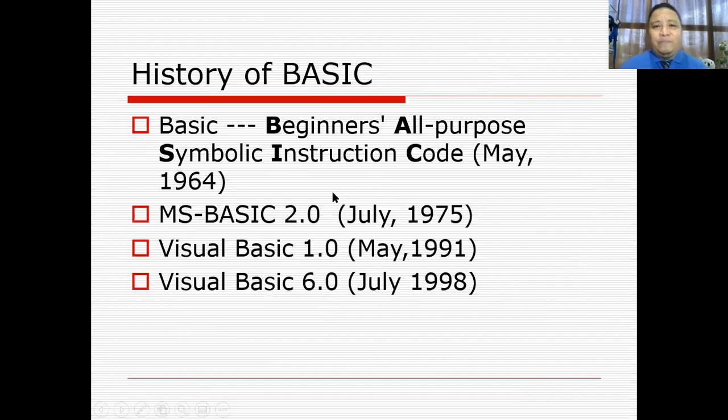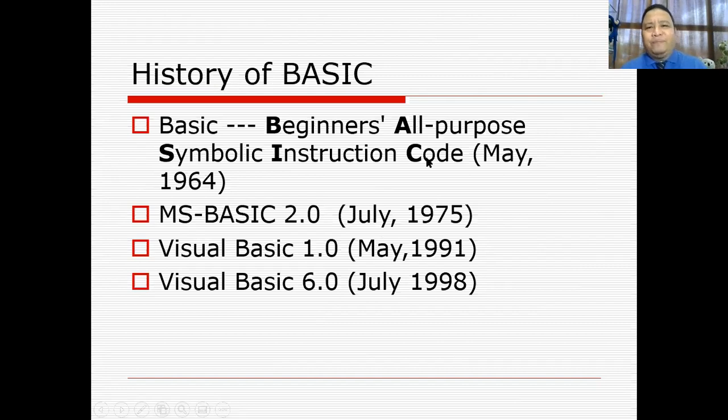This is the history of BASIC. BASIC, by the way, is Beginner's All-purpose Symbolic Instruction Code. It was developed in May 1964. MS Basic 2.0 was invented last July of 1975. And then came along Basic 1.0 in 1991, and Visual Basic 6.0 last July of 1998. Some of you were not born yet at this time.